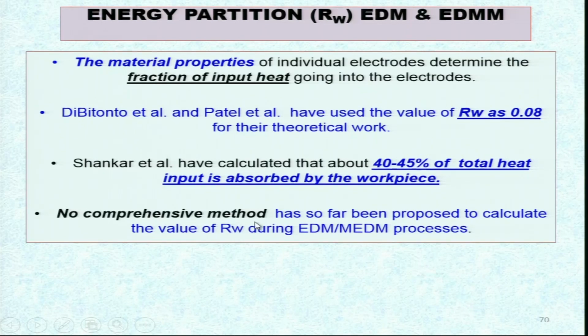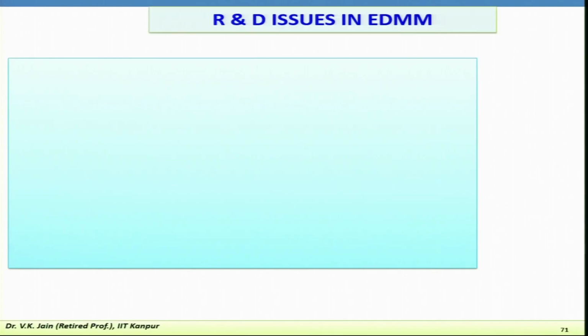No comprehensive method has so far been proposed to calculate the value of Rw during the EDMM process. Whatever these 40%, 45% or 0.08 are, they are all based on experimental results, not on theoretical results. Rw is used in the EDMM process.